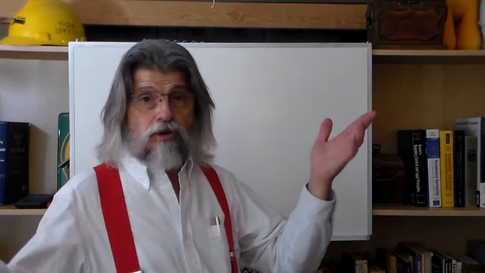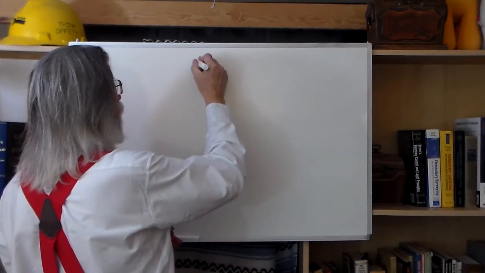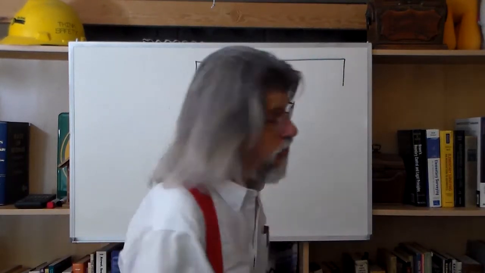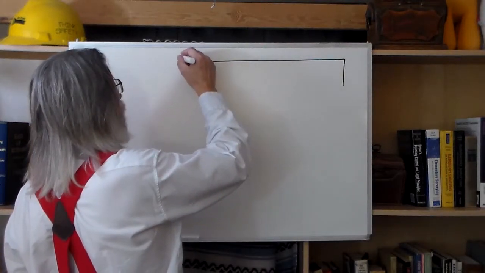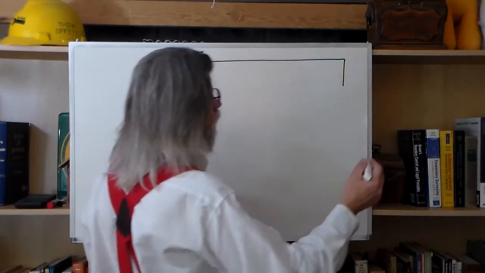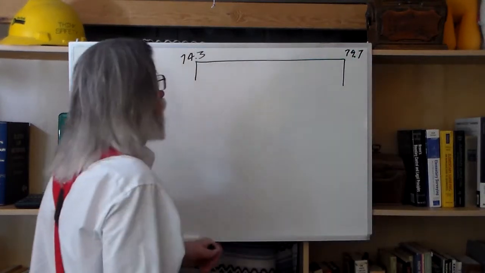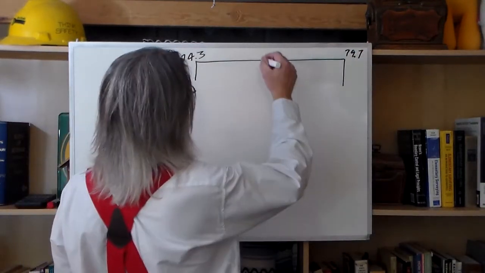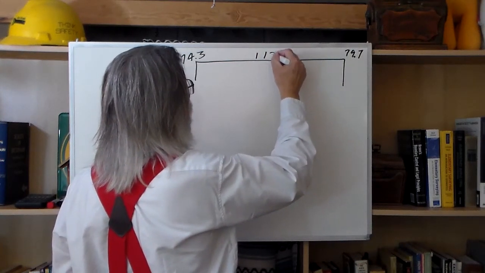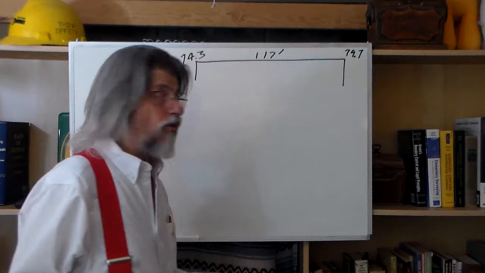So, here we go. Now, in our theoretical parking lot, from one corner of the lot to the other, for the sake of simplicity, we're just going to say it's a straight grade. Let's say the elevation at this end is 74.3, and the elevation at this point is 79.7. That's a difference of a little over 5 feet. And let's say our horizontal distance is 117 feet. All right, an odd number, so it's going to give us an odd number to work with.